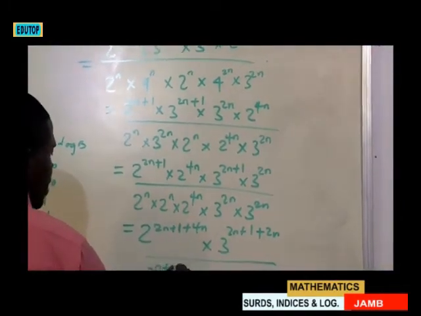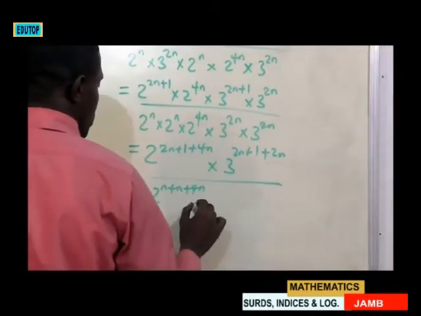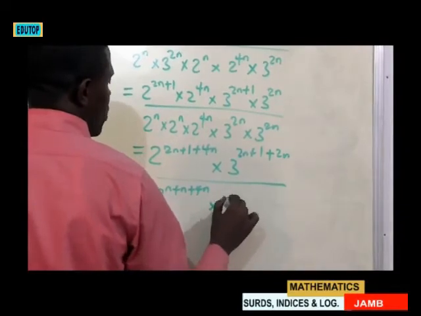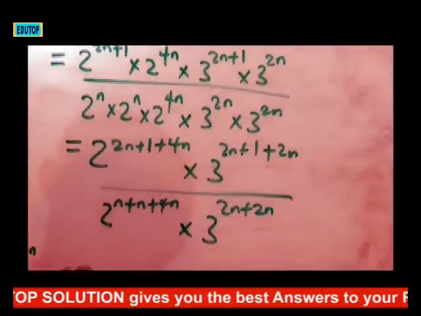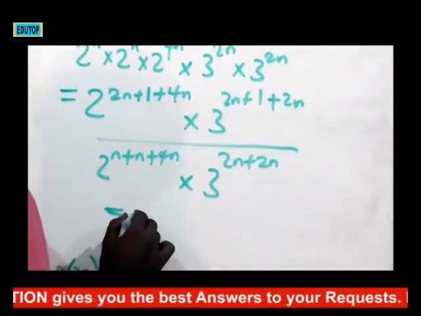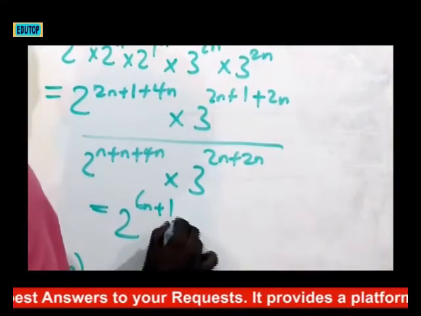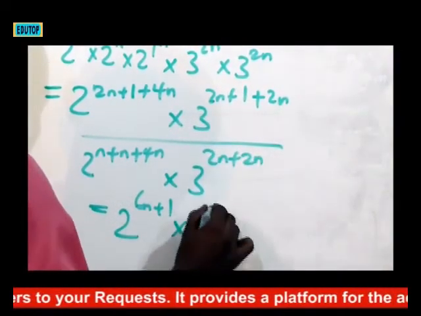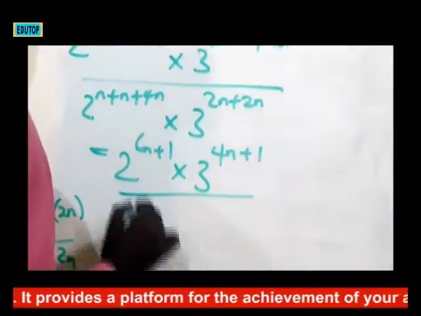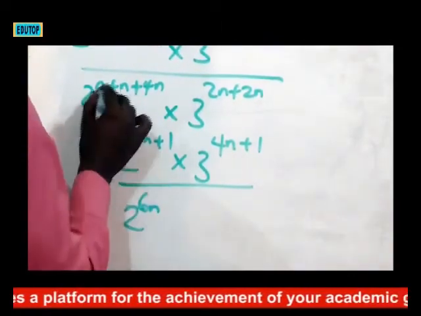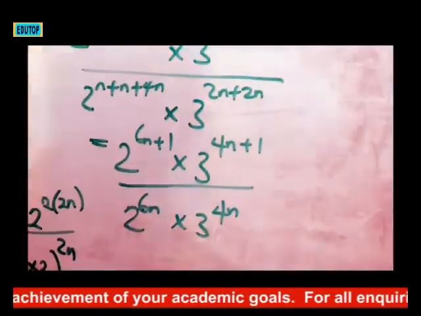2 raised to power n plus 4n. And this one becomes times 3 raised to power 2n plus 2n. Then I have this one now will now be 2 raised to power, this plus this, that's 6n plus 1 times this one will be this plus this, that will be 3 raised to power 4n plus 1 over this one becomes 2 raised to power 6n, this plus this 6n times 3 raised to power 4n.